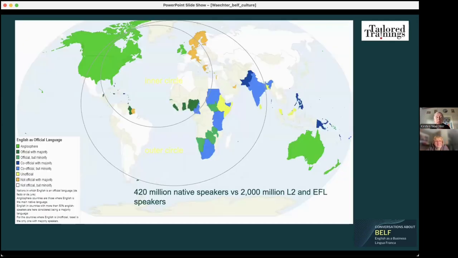I think you know this slide already, and this is where we are moving actually more into the BELF application in the classroom. I think the figures vary. Some people say it's 370 million, some people say at the moment it's 420 million native speakers, but it's definitely the 2000 million L2 and EFL speakers in the different circles. And this is, of course, where my learners do business. There is the UK and there is the US. There's very little business done with Canada, Australia, and New Zealand. There's a lot of business done with other European countries, with Latin America, and with huge parts of Asia. And they use English in very different ways.